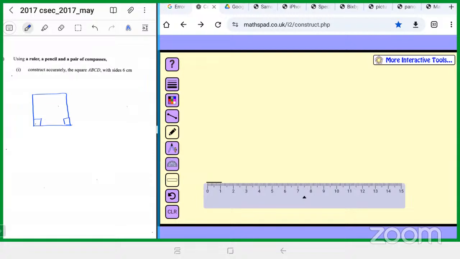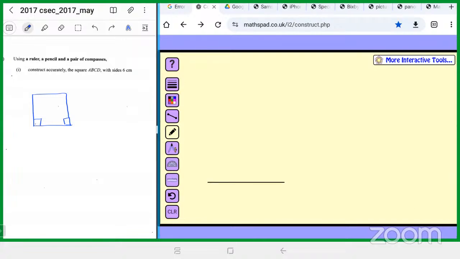No, that's not correct. Six centimeters. And because it said we have to construct it using these tools, I have to use a compass, right? So we construct two 90 degree angles, one at either end of that line. I'm going to construct a 90 degree angle over this end, and a 90 degree angle on the other end.